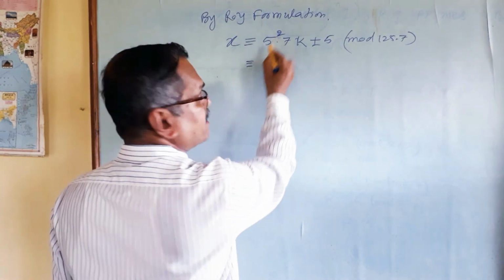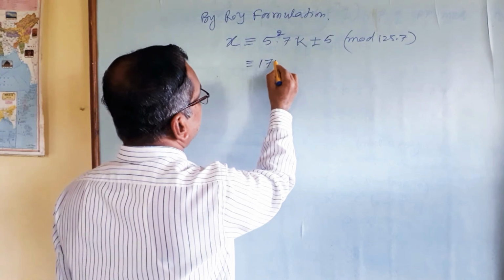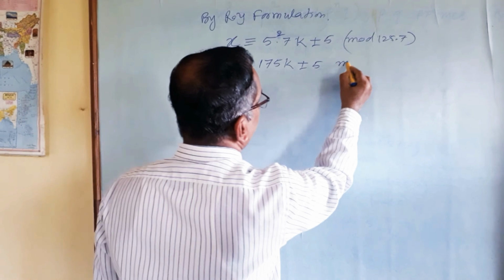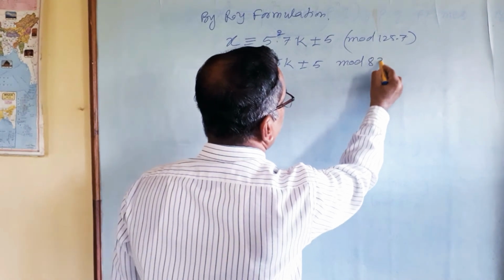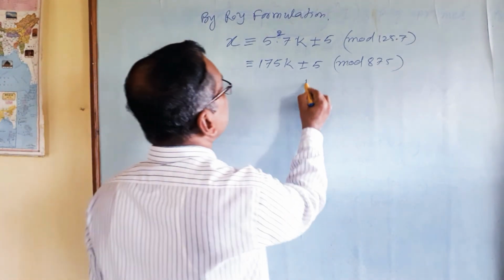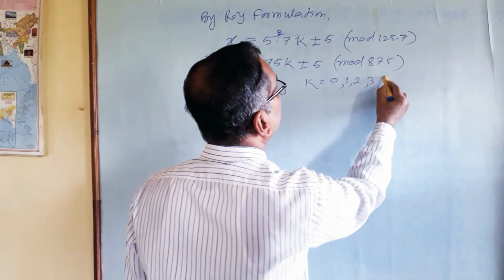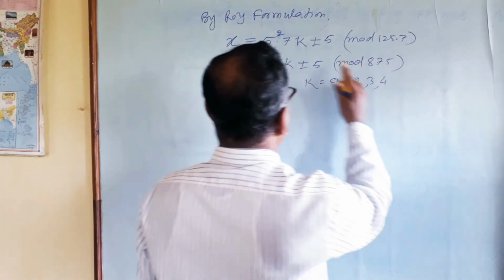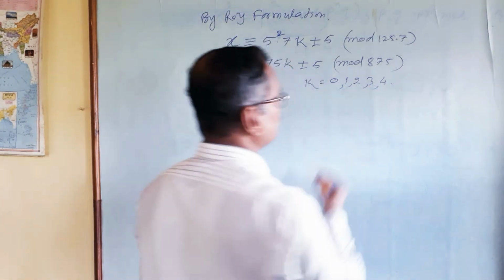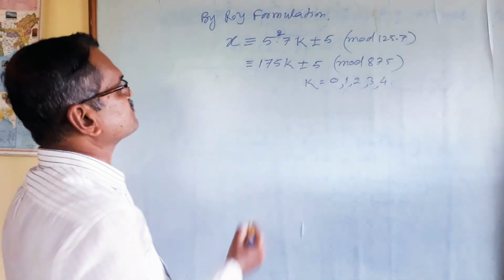5 square is 25, and 25 into 7 is 175, so x is congruent to 175k plus minus 5 mod 875, where k equals 0, 1, 2, 3, 4. That is, p equals 5, so p minus 1 is 4, and this gives 5 values of k, which doubles to 10 solutions. Here this has 10 solutions.